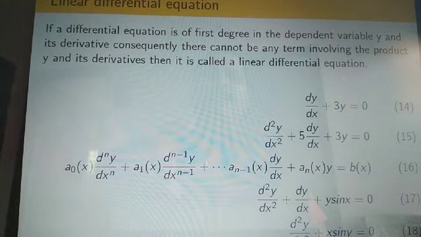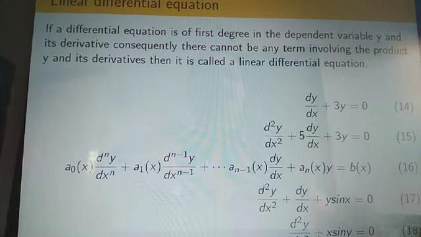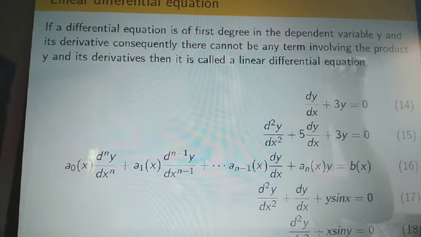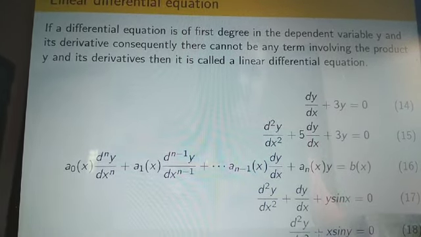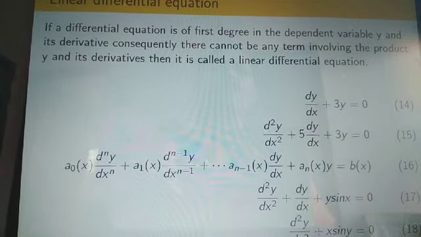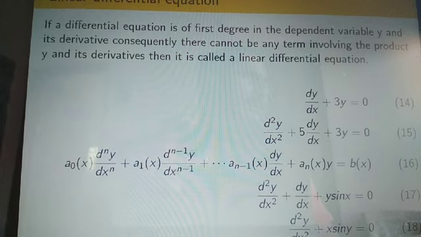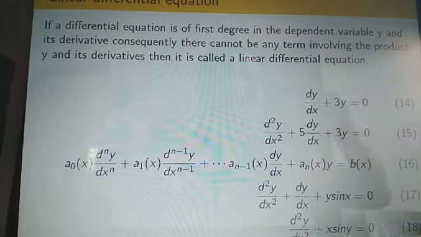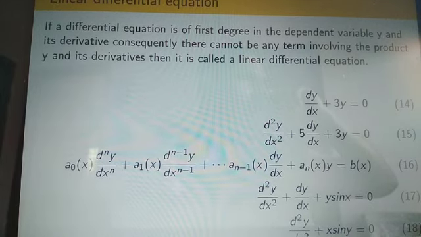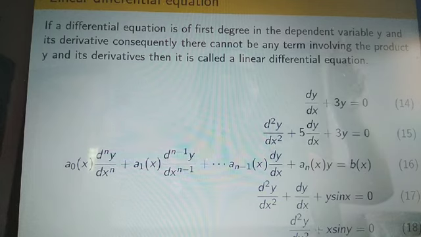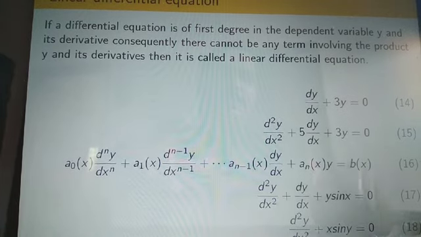And equation number 17 gives d²y/dx² plus dy/dx plus y sin x equals to 0. Here we see that there is no product between the derivatives and the dependent variables. And what about the last one? d²y/dx² plus x sin y equals to 0. Here sin y occurs, and sin y is not a linear function. If we expand sin y, we get y minus y³/3! plus y⁵/5!, and so on. That means powers of the dependent variable occur in that differential equation, so this is not a linear differential equation; it is a nonlinear differential equation.